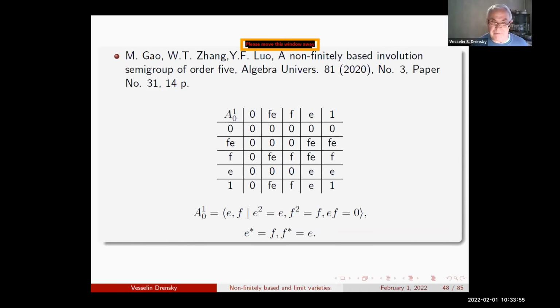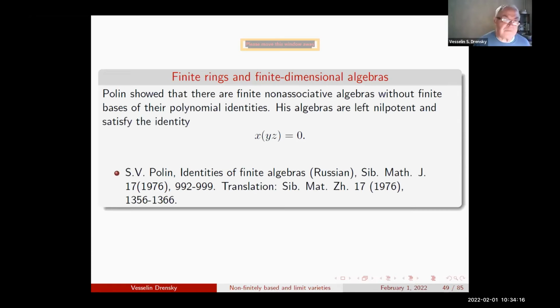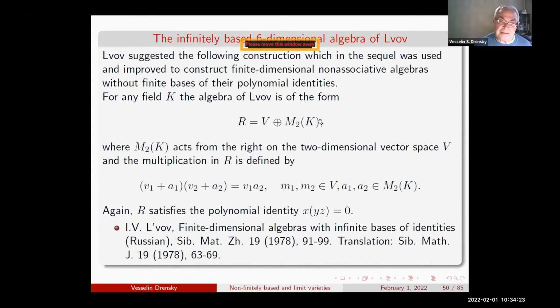the first counterexample of a finite non-associative algebra without a finite basis of identities was given by Pauling in the 1970s. To multiply from the left, you get 0. And there was an improvement of this example. This is by Wolf, who started with a 2-dimensional vector space and added 2x2 matrices, such that the multiplication is that all the products are 0 except when you act on the vector with a matrix. Then again, this algebra satisfies a left nilpotency, and it has no finite basis of its identities.